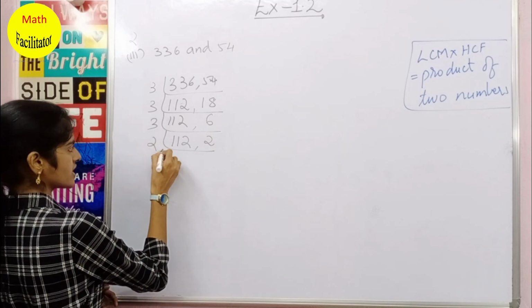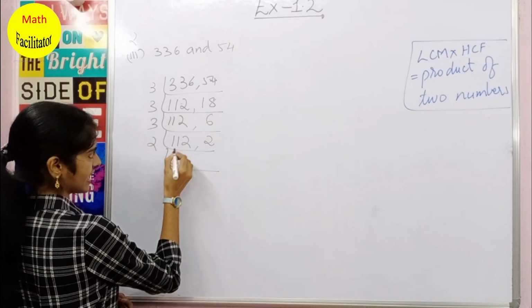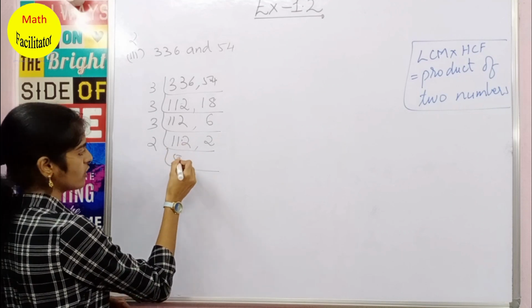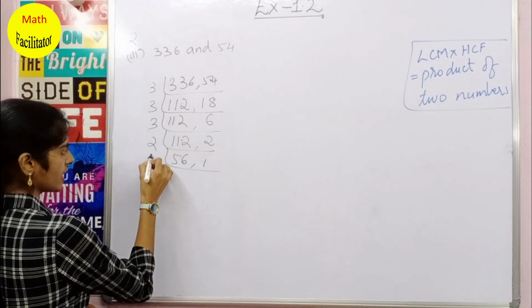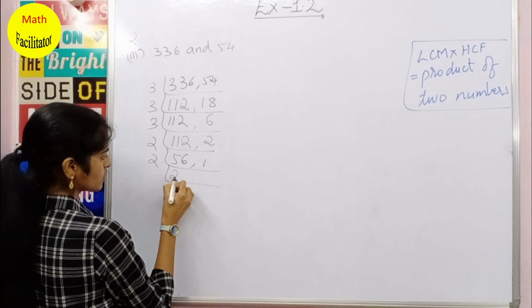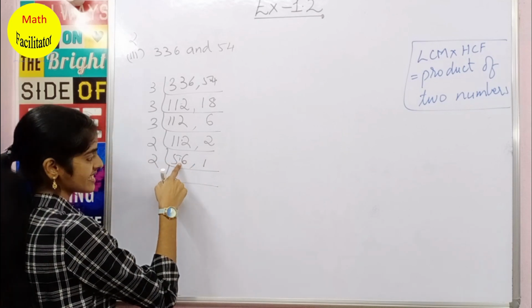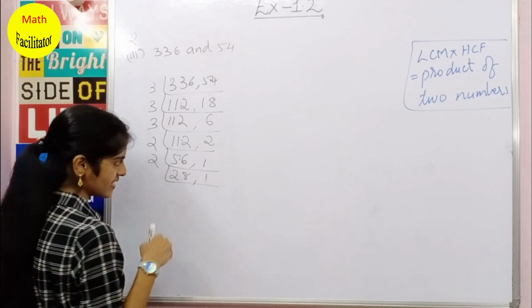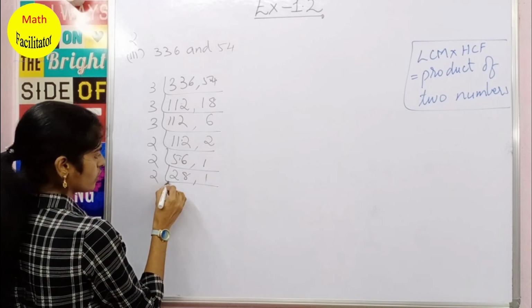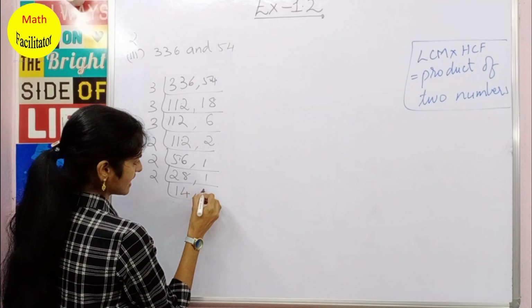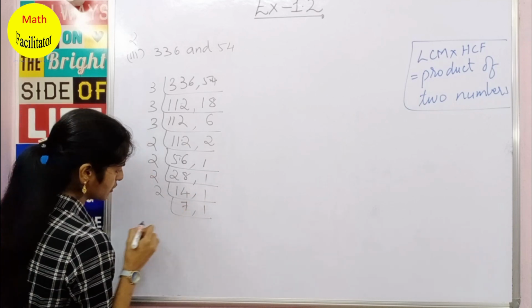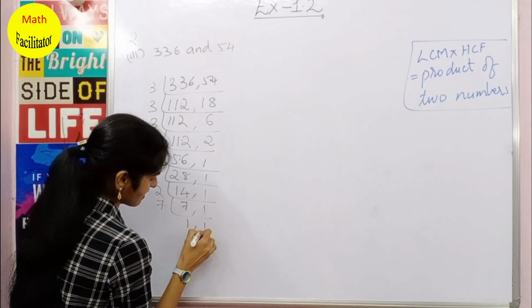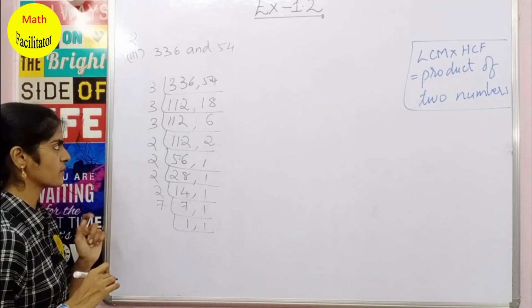Now let us take 2 table. 2 5s are 10, 1 is a remainder, this is 12 now. So 2 6s are 12 and you have 1. Okay, now again let us take 2, 2 2s are 4, 1 is a remainder, now this is 16. So 2 8s are 16, bring down 1. So 2 14s are 28, bring down 1. 2 7s are 14, 1 you bring down. Now 7 1s are 7. Okay, so you will stop the process.